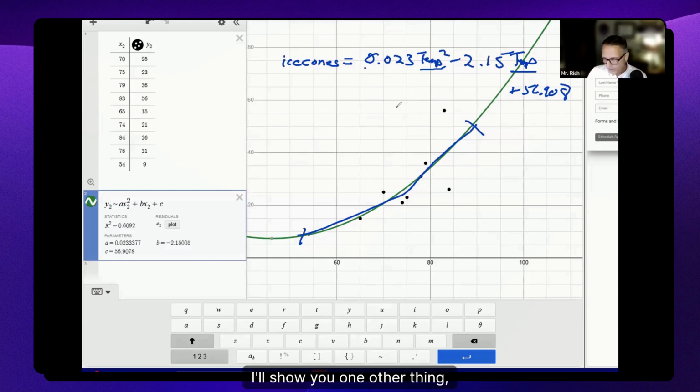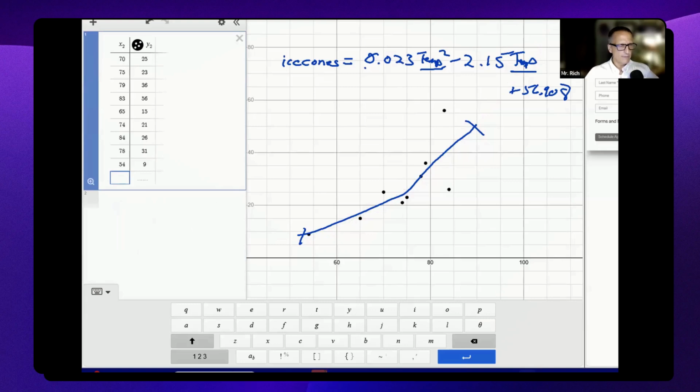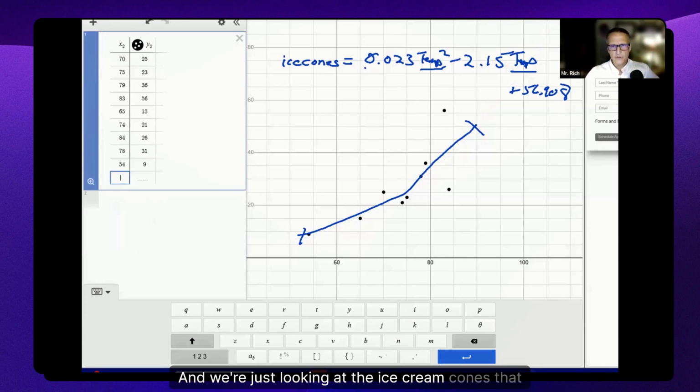I'll show you one other thing in Desmos that we could do in terms of statistics. And let's see, I'm going to get rid of this. Suppose that we wanted to find the statistics for the number of ice cream cones. Let's just forget about the temperature, and we're just looking at the ice cream cones that we have sold. So let's erase all of that.